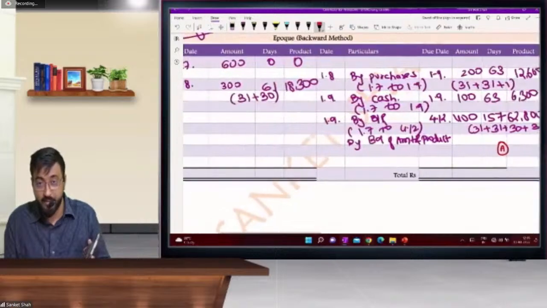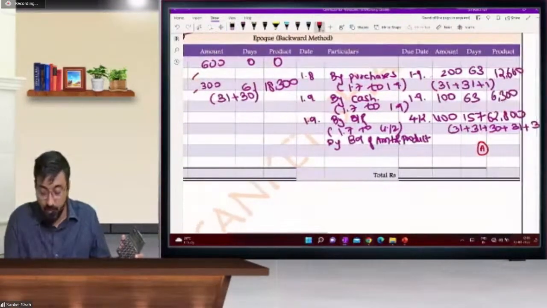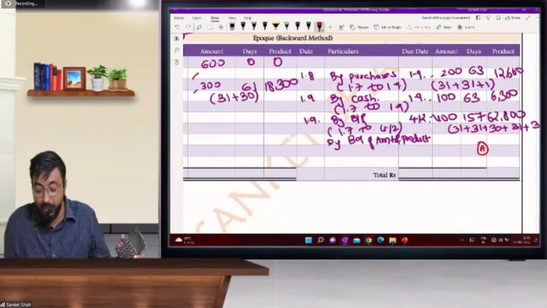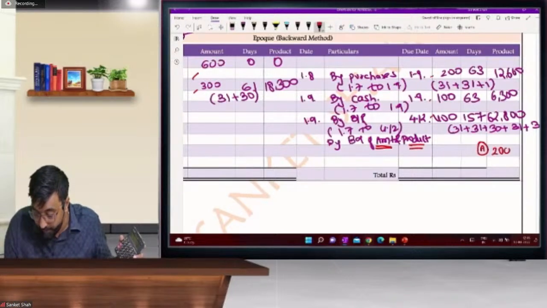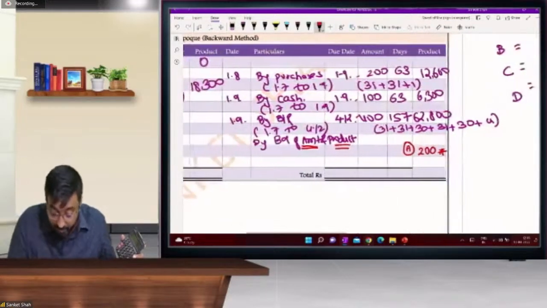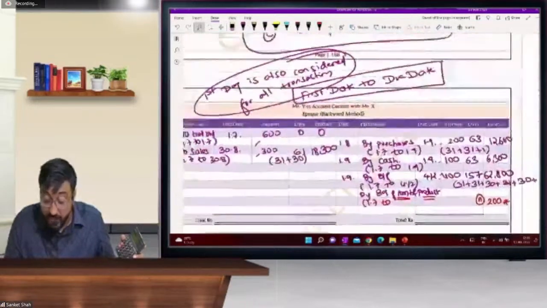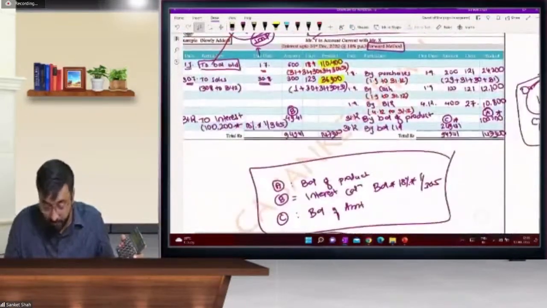See the balance of amount: 600, 300, minus 200, minus 100, minus 400. So what is the total? Balance of amount and then product. So here 900 minus 700, it's 200. And how many days? Here days are from 1st July to statement date. Now this is a bit tricky, but this is a procedure, beta.